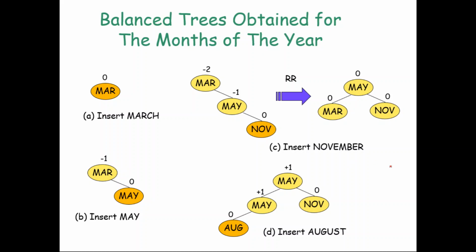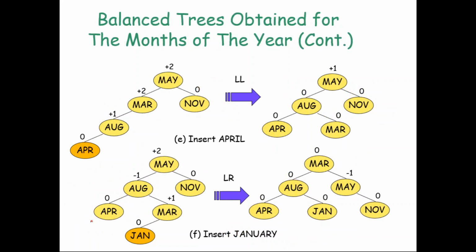Now you are adding August. When you add August, it is placed here. So the balance factor of August is 0. The balance factor of May is 1, because it is 1 minus 0. There is no right child. Balance factor of November is 0. This is March, not May. Balance factor of March is 1, and balance factor of May is also 1, because it has 2 children, so 2 minus 1 is 1. So this tree is actually balanced. Inserting August does not create any unbalance.